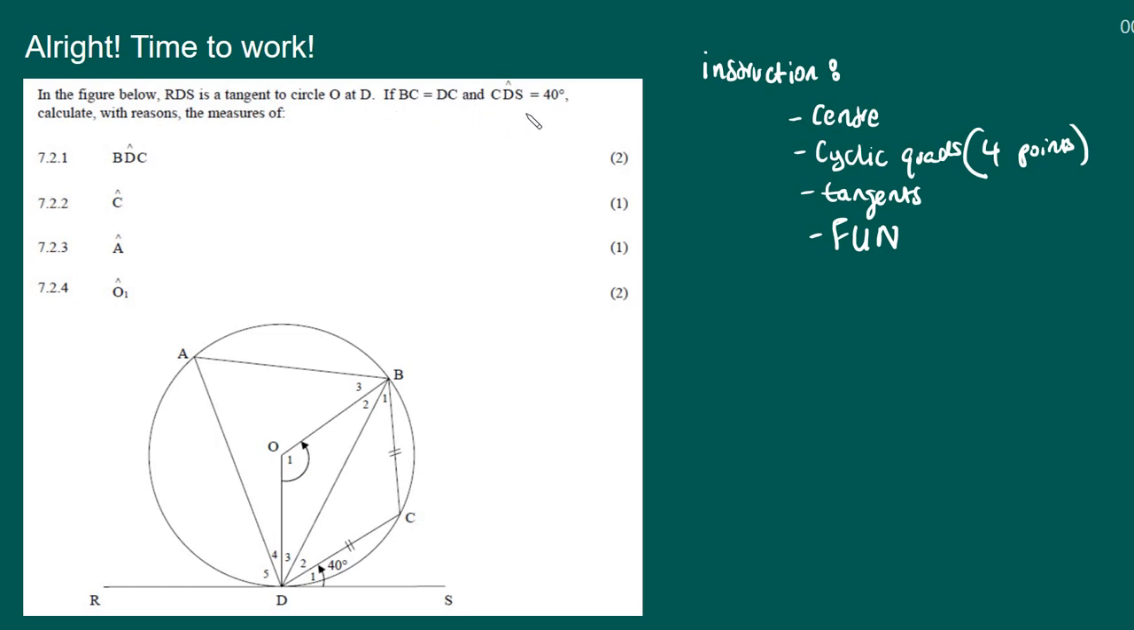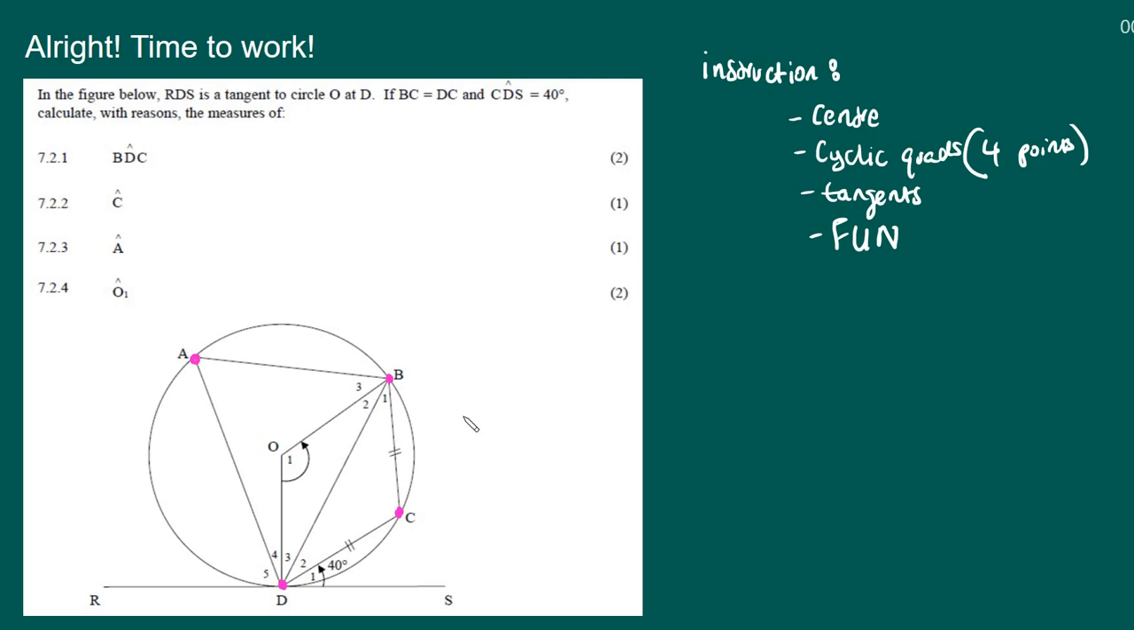If BC equals DC and CDS is 40, calculate with reasons. Where did they mention anything about a cyclic quad? They did not. But you must know that as long as I have 4 points on the circumference, 1, 2, 3, 4, that is actually a cyclic quad. So they don't have to tell you all the time. In fact, they are not going to tell you.